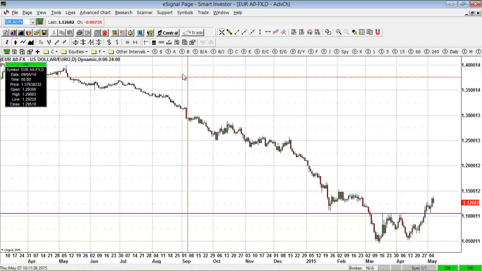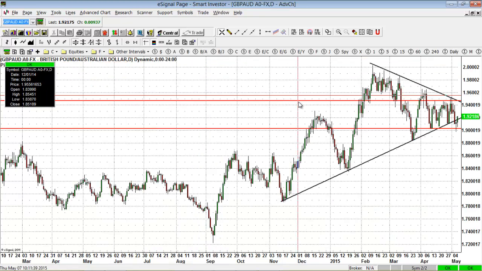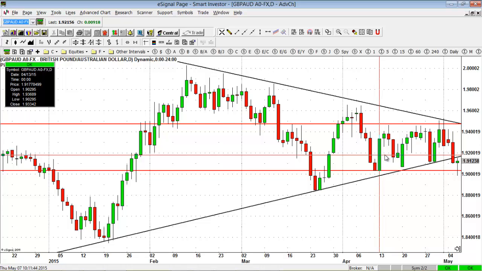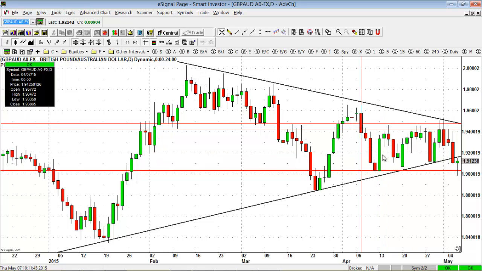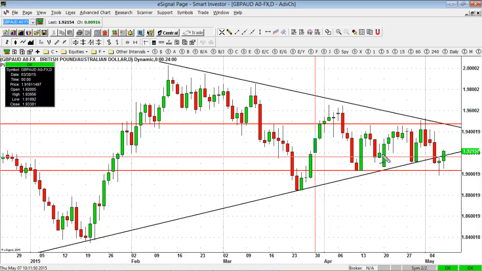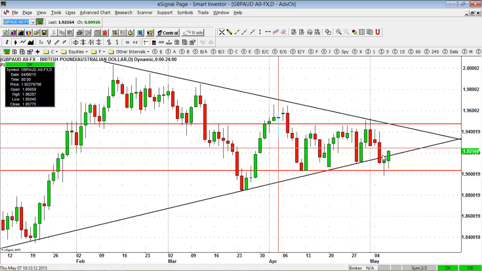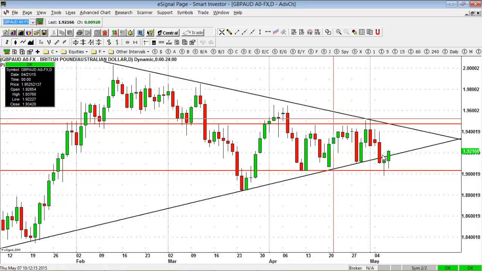Taking a look at the British pound Australian dollar, yesterday we spoke about the triangle, and the market closed below the triangle, and we're getting some continuation. I mentioned that these low points, this previous low, could act as support, and that's what has happened so far. The market seems to be bouncing off of this support, and we'll wait and see if the market closes back in this consolidation.